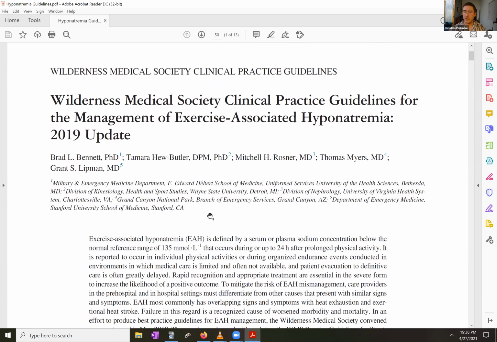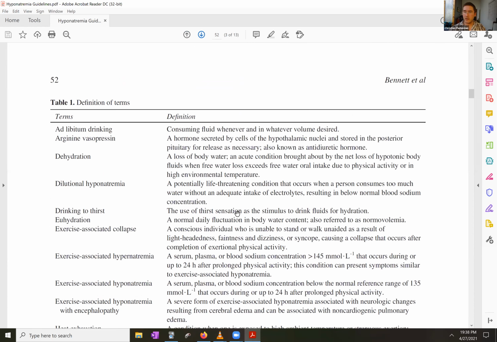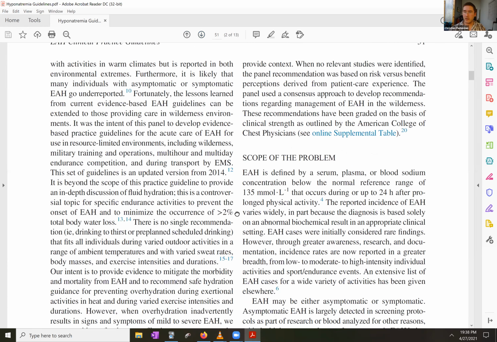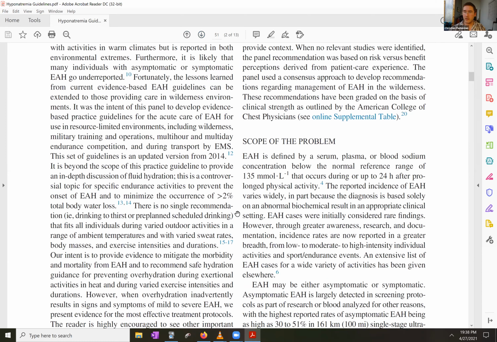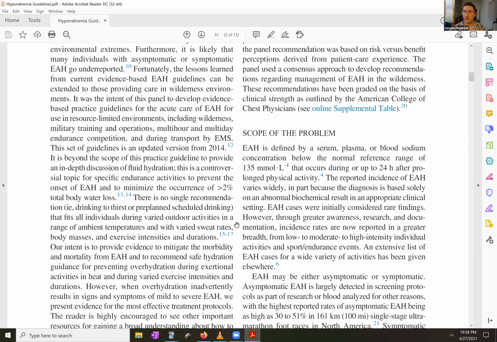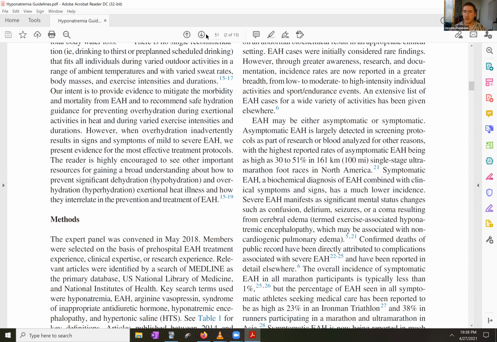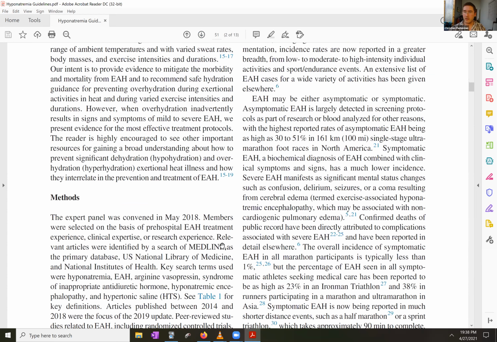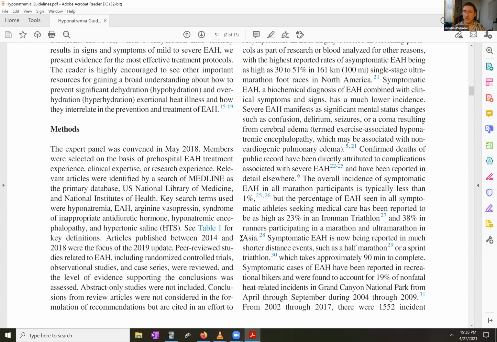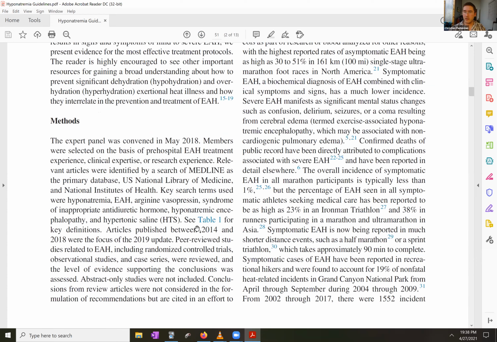So going down, scope of the problem, and as we were talking earlier, the majority of it is unknown how many people have this, and it's a very wide range, highest 30 to 51, and how many of them are asymptomatic and we just don't know about it. The methods were a lot of studies; the expert panel came back in 2018 from articles from 2014 to 2019.